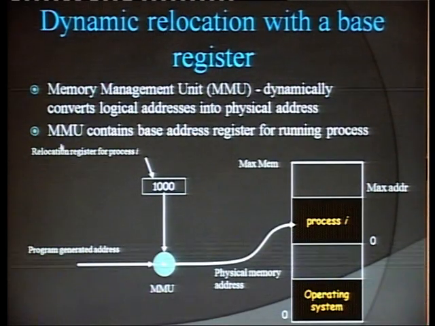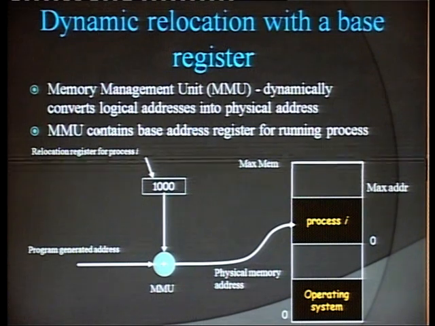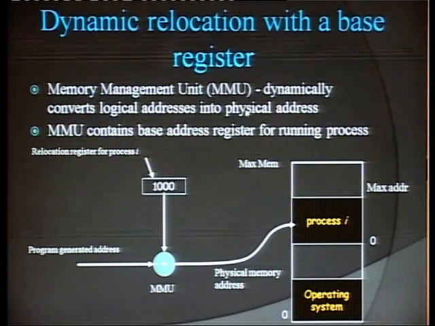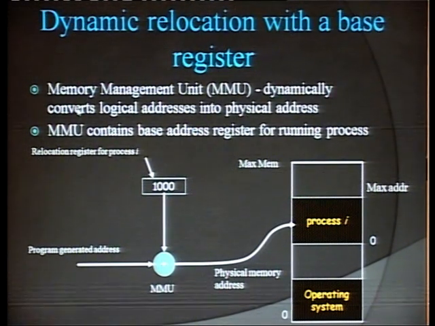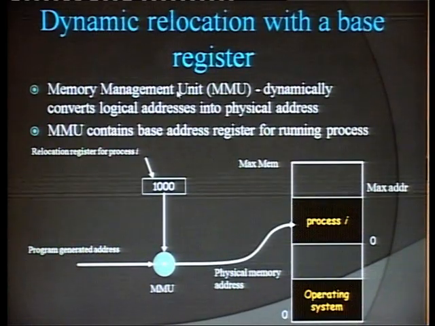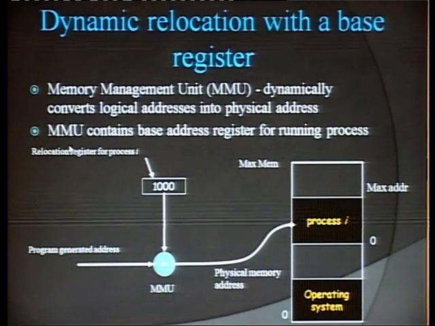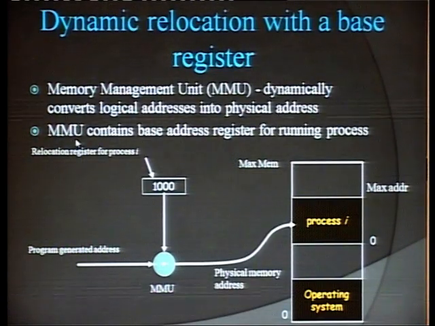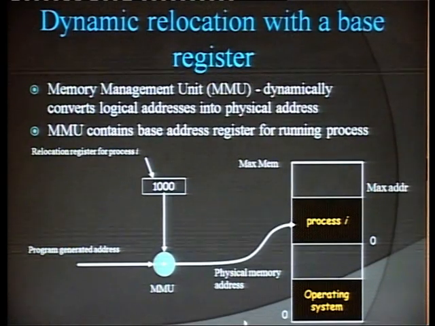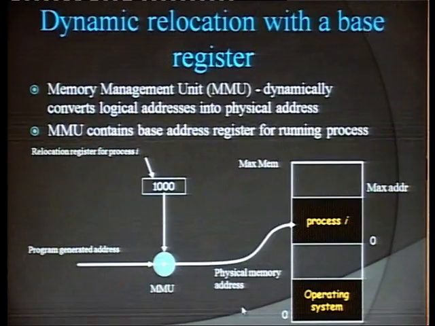Dynamic relocation converts a logical address into a physical address. The memory management unit does the work of converting the logical address into a physical address. The memory management unit contains the base address for running processes. So how do we calculate our physical address?